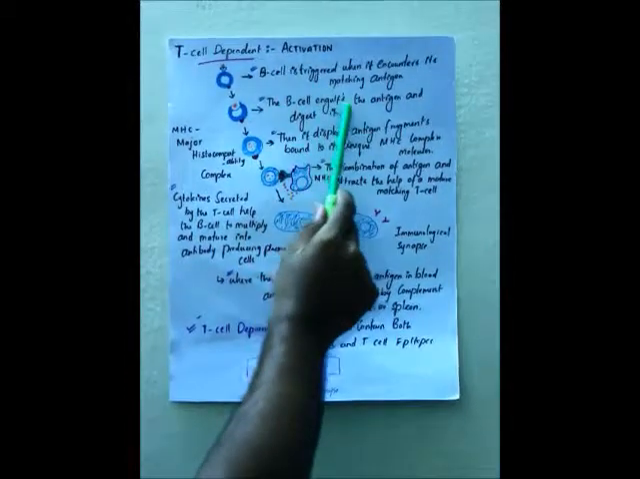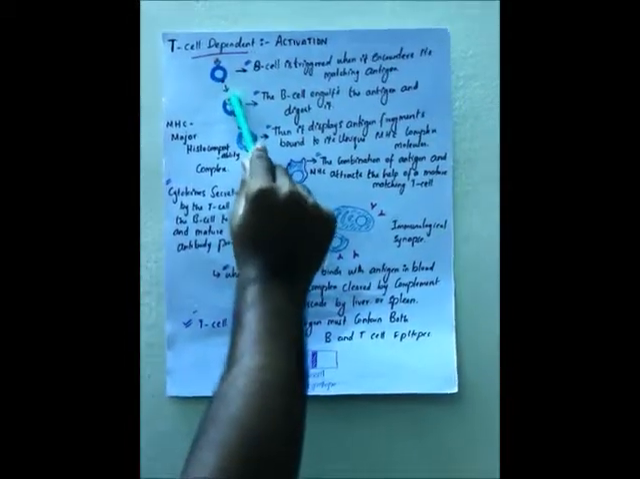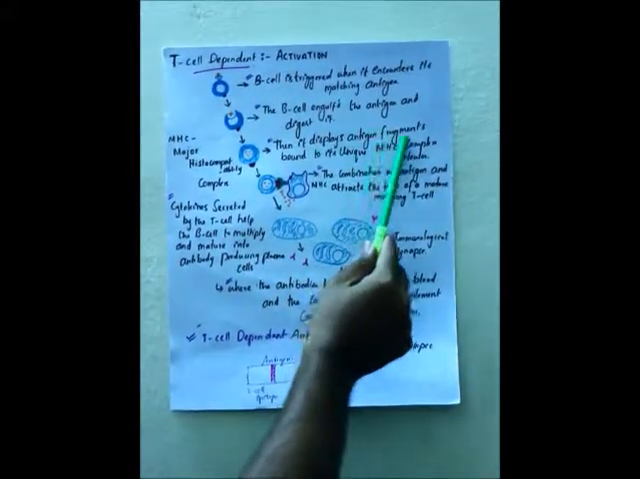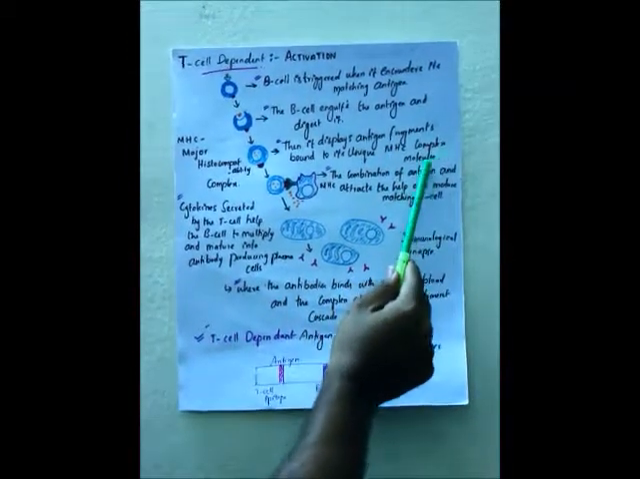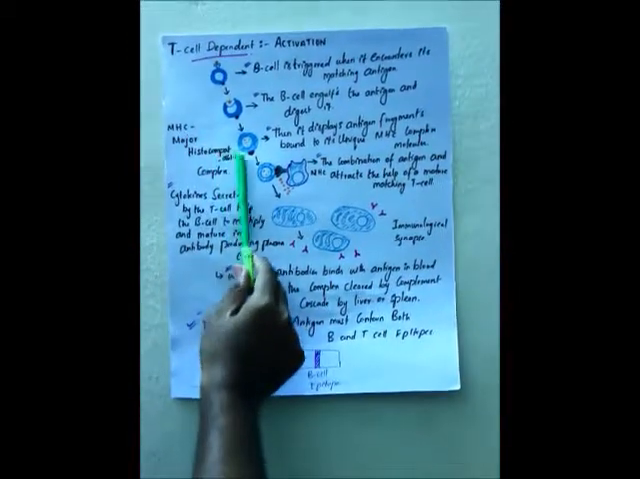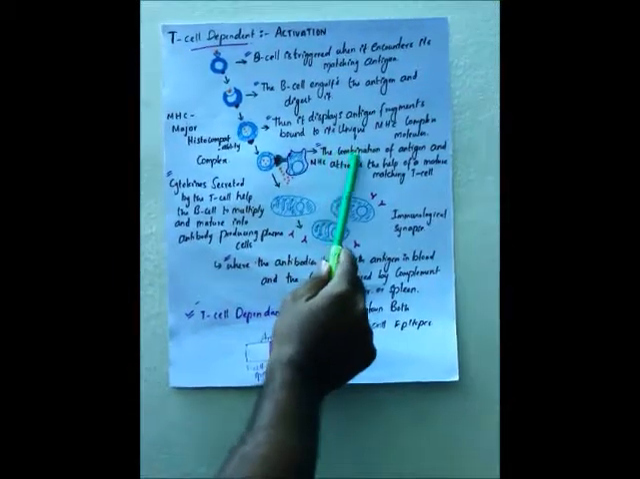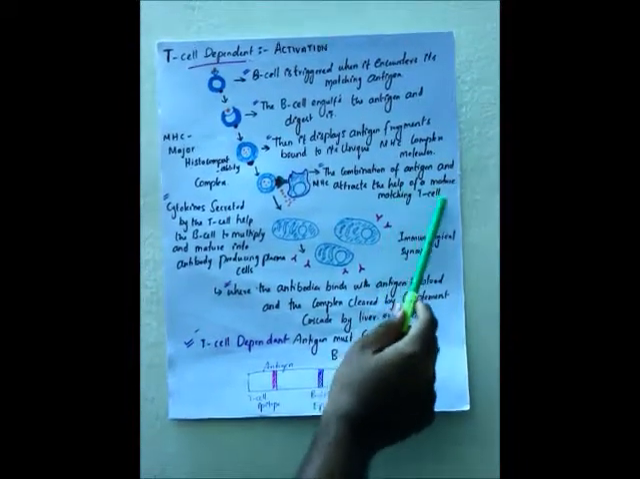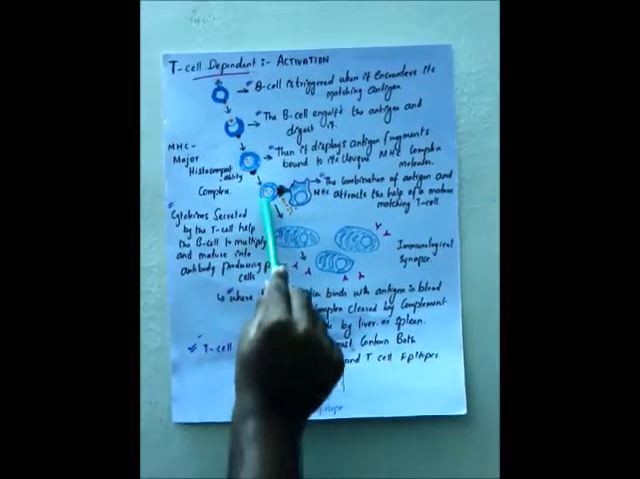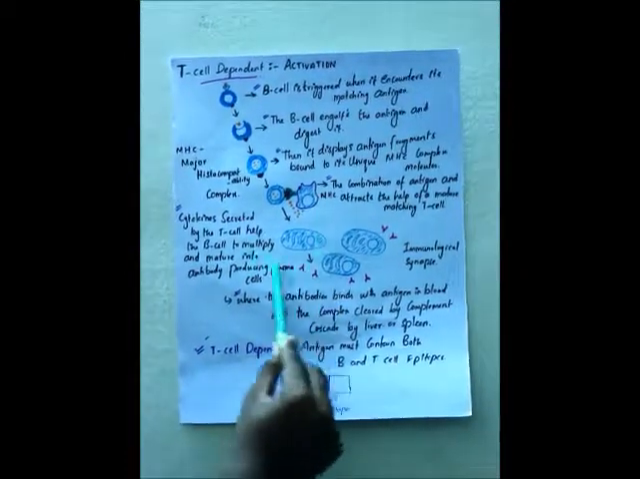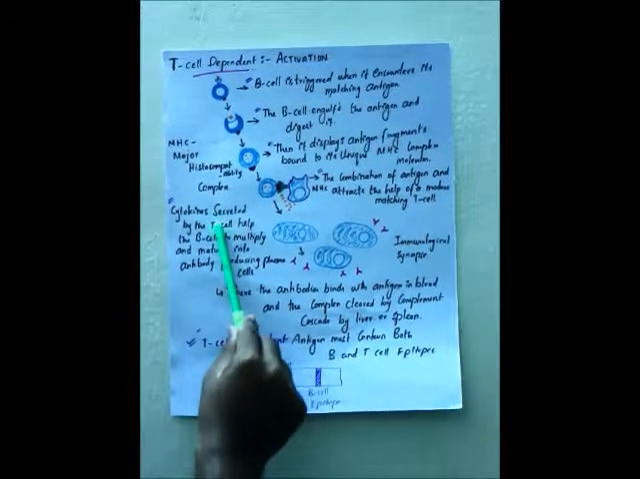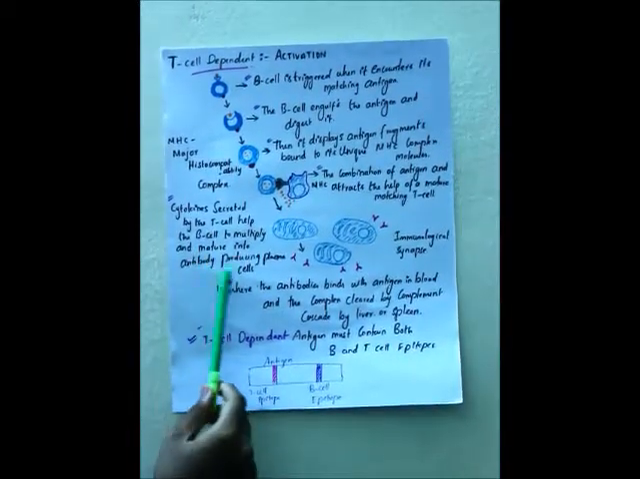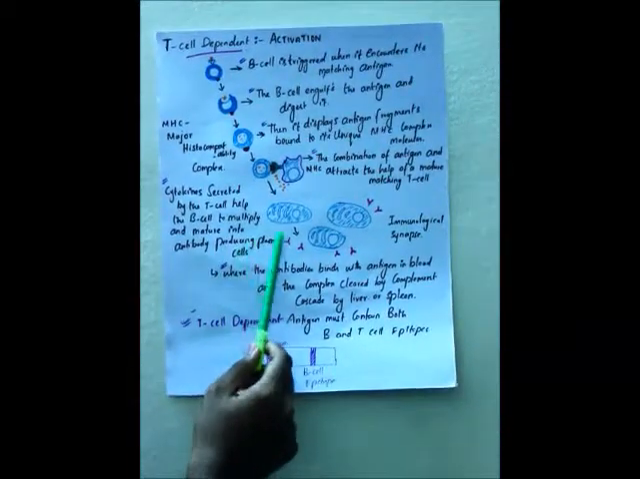Now this B cell engulfs the antigen and digests it. Once the antigen is digested inside the B cell, it displays antigen fragments bound in unique MHC complex molecules. MHC means major histocompatibility complex. Now the combination of the antigen and the MHC attracts the help of matching T cells. After this attraction, the cytokines secreted by the T cells help the B cells to multiply and mature into antibody-producing plasma cells.